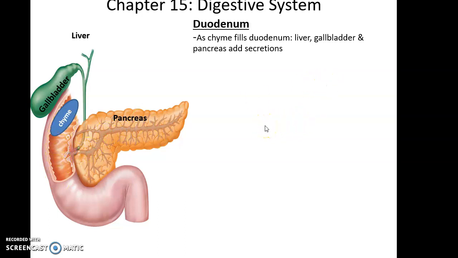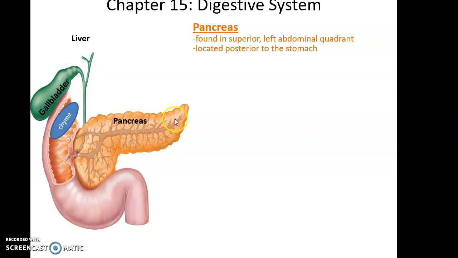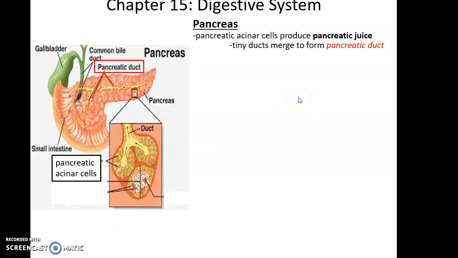the chyme. The pancreas, as we see here, is found in the superior left abdominal quadrant, located posterior to the stomach, so it is behind the stomach. And the pancreas has a long pancreatic duct that leads along its length to an opening leading to the duodenum.